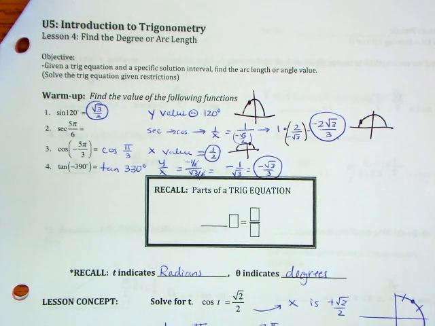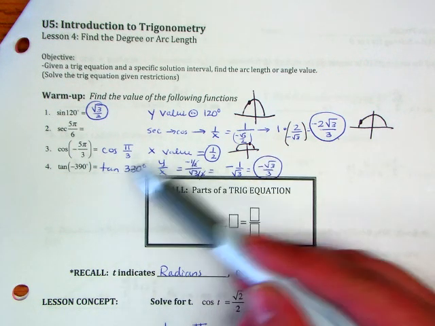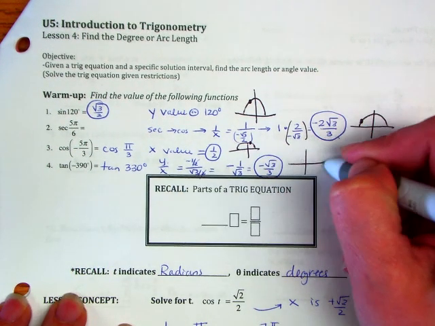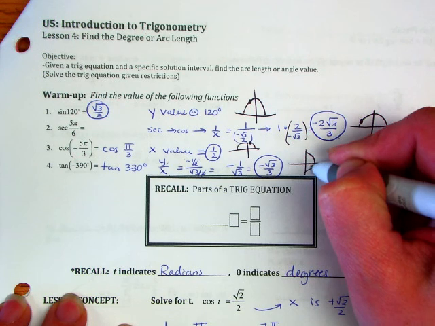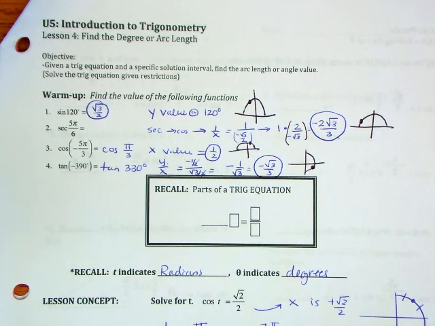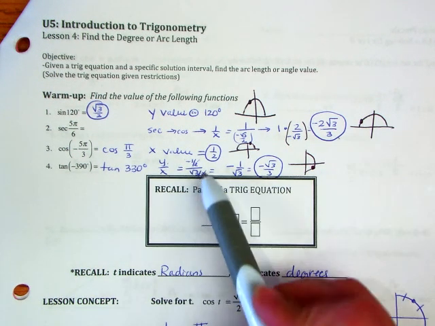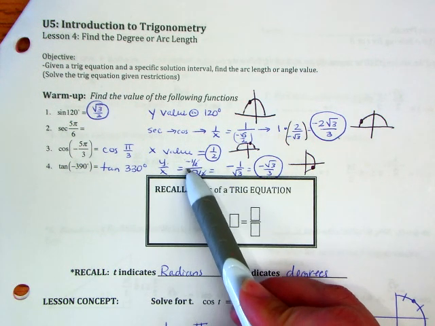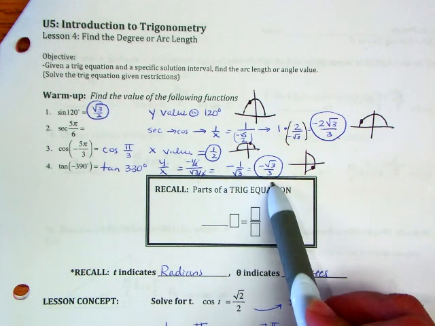Tangent of negative 390, adding and subtracting revolutions takes us to tangent of 330. Tangent on the unit circle is defined as y over x. 330 degrees is going to be right here. The y value is negative 1/2. The x value is root 3 over 2. Both of the division by 2 can be canceled, which leaves you with negative 1 over root 3, which we then rationalize into our final answer.